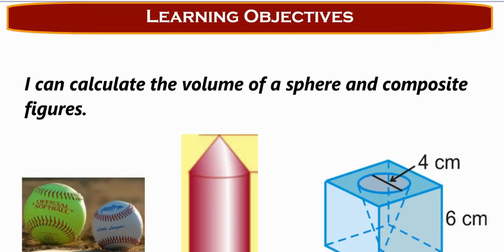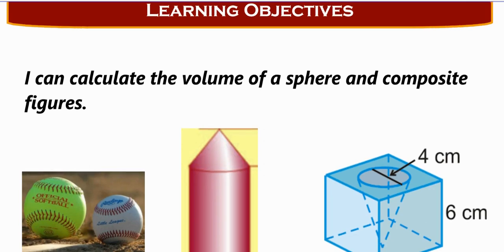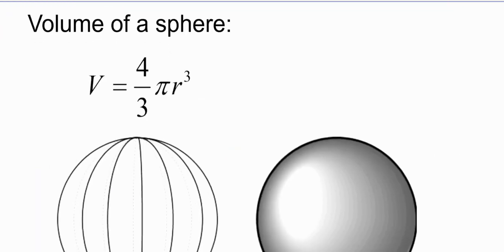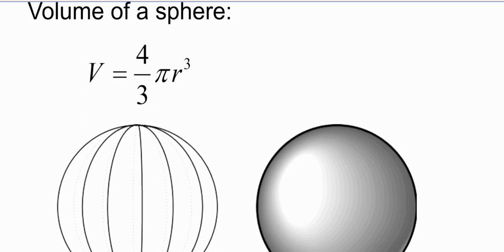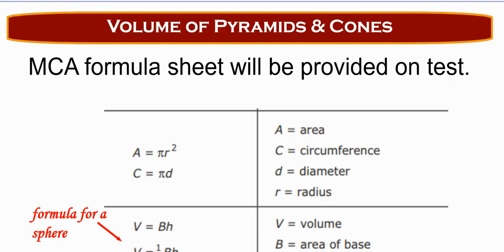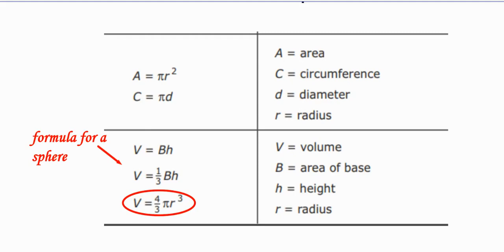And lastly, we can find the volume of spheres and other composite figures. So we're going to jump right into that. The volume of a sphere, we're not going to explore how to find that one either. That is just 4/3 times pi r cubed. And again, that formula is also in your given formula sheet.